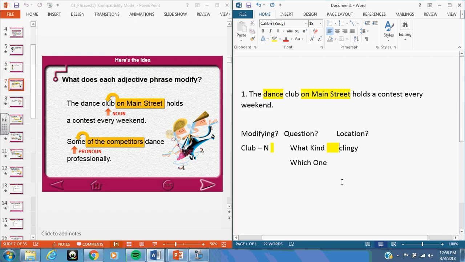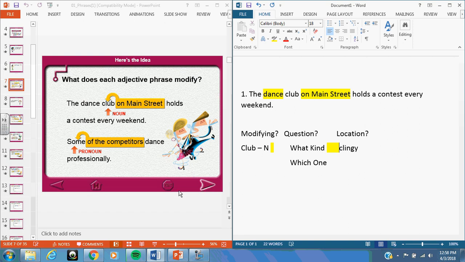What question is it answering? It's telling us what kind of club we have. We have a club on Main Street. That's going to be an issue with some prepositional phrases because a lot of you are going to think that that's answering the question where. And in some sentences, it might be answering the question where. But for our purposes, it's telling us what kind of club we have. It's the club on Main Street. And it's also right next to what it's modifying. It's being clingy. So because of all those reasons, it's an adjective phrase, much like the second one.